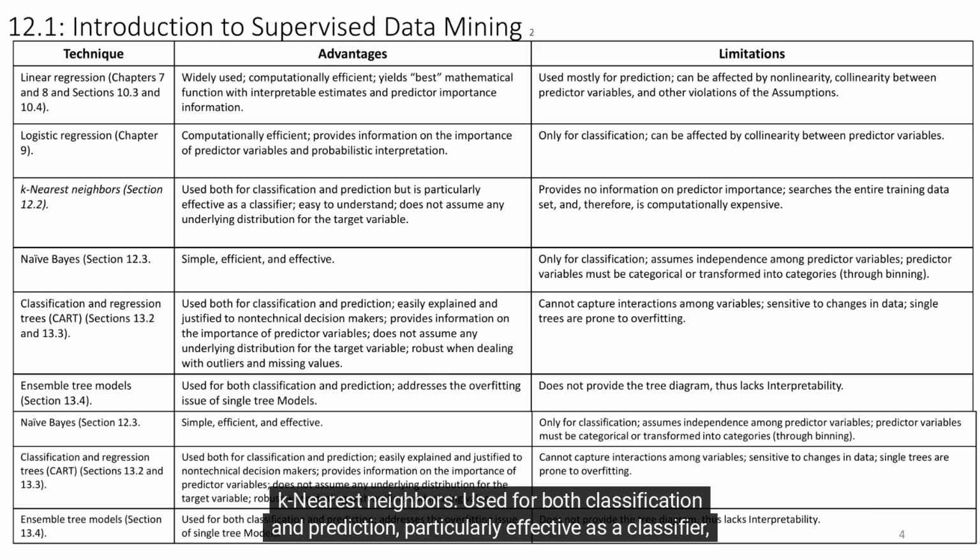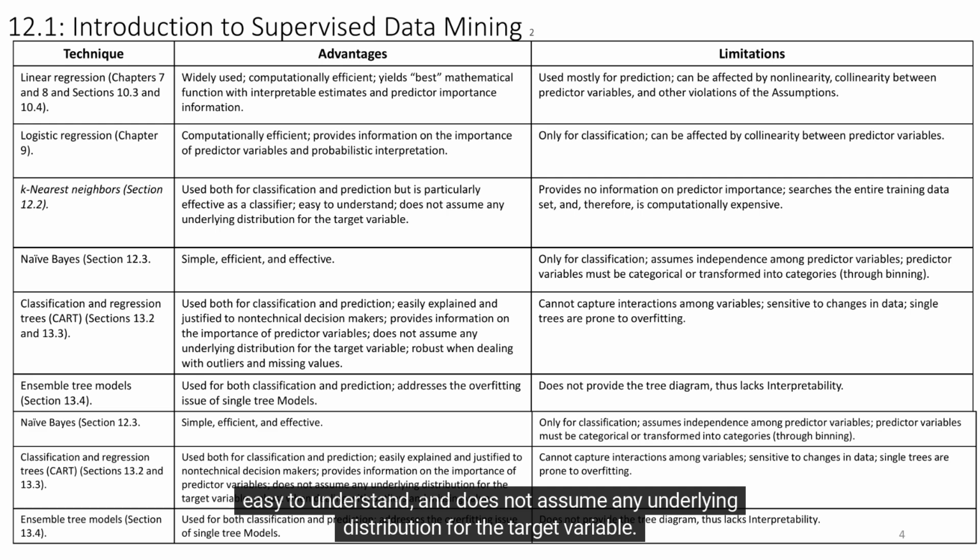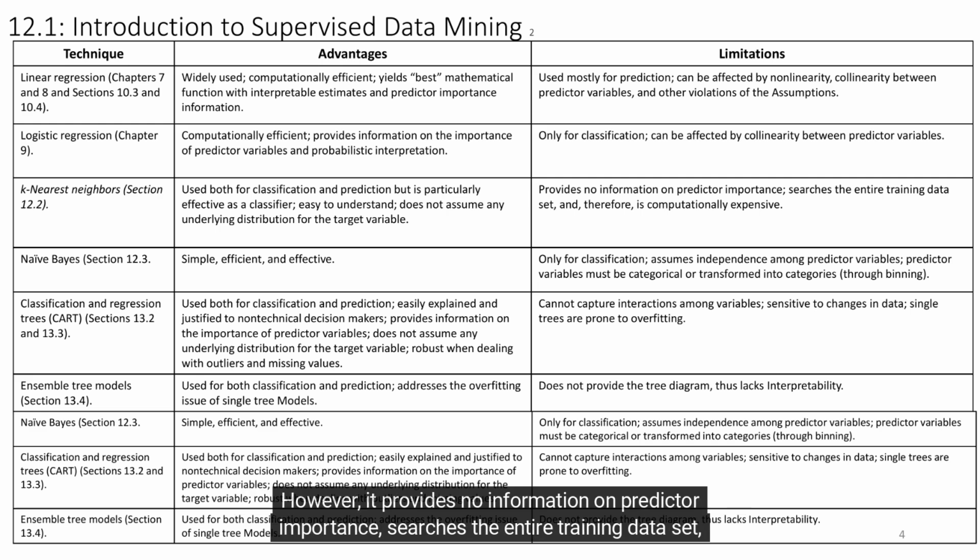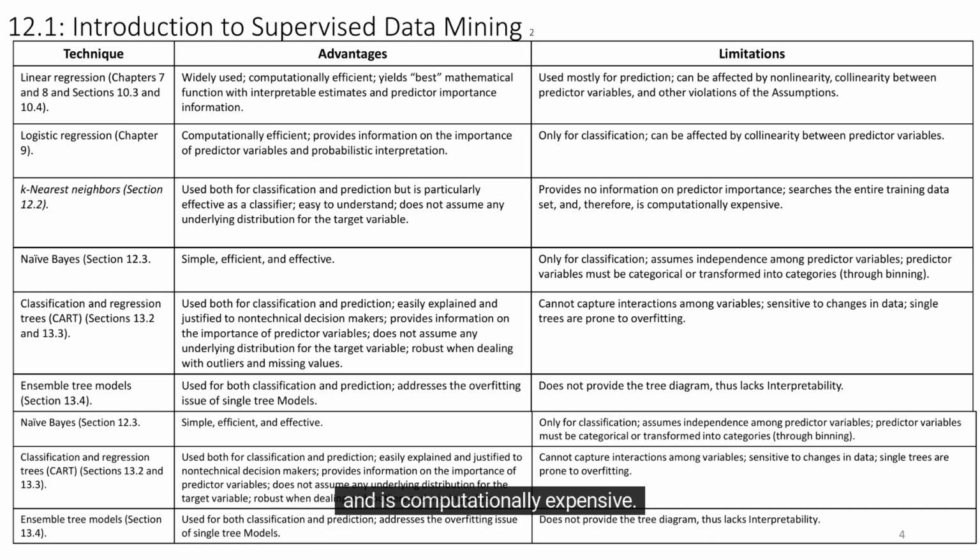K-nearest neighbors: used for both classification and prediction, particularly effective as a classifier, easy to understand and does not assume any underlying distribution for the target variable. However, it provides no information on predictor importance, searches the entire training data set, and is computationally expensive.